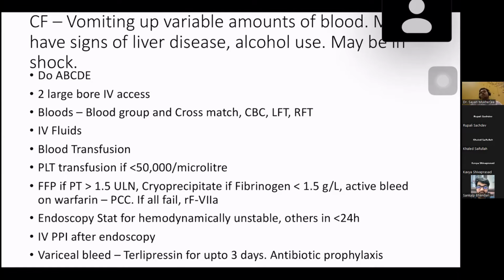That's because if a large amount of blood has been vomited up, the patient can be hypotensive. The patient can be in hypotensive shock as well. So in that case, you need to resuscitate appropriately. And then you check disability and exposure. Those are not very important here.